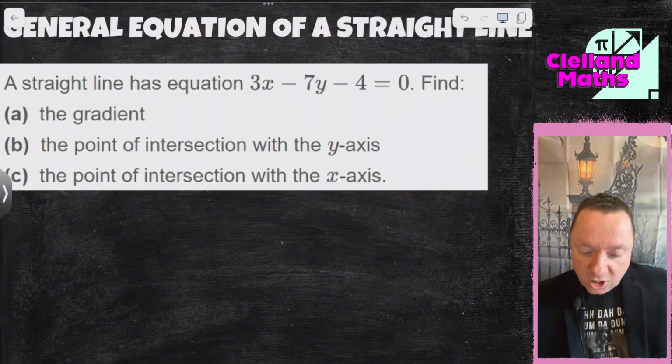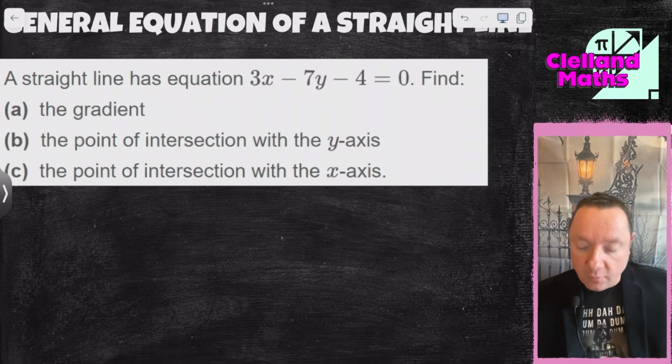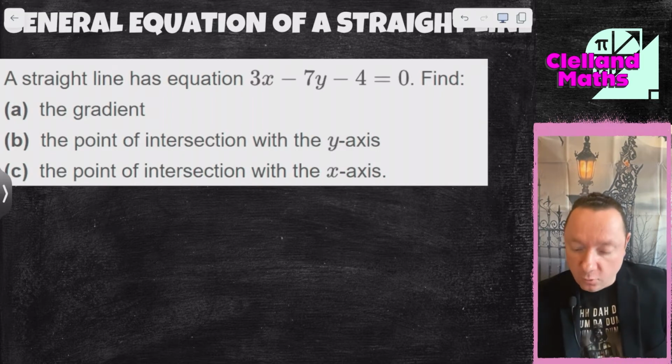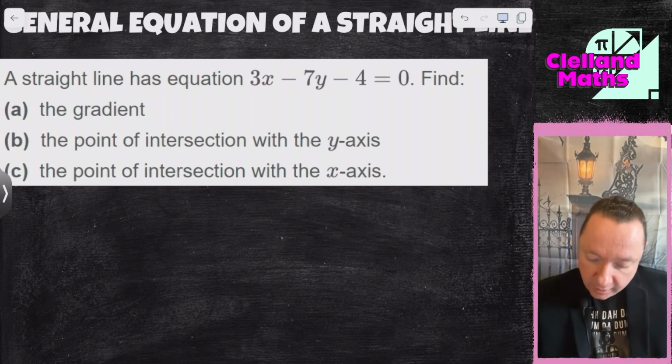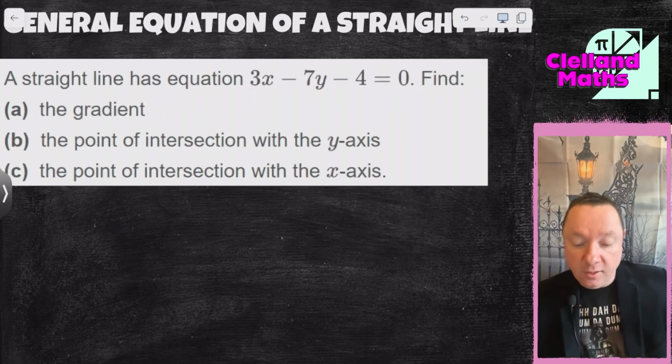So I've already mentioned this already, but to tidy this up, if I've got a straight line of equation 3x minus 7y minus 4 equals 0, that's called the general equation of a straight line. It's ax plus by plus c equals 0. X, y, number equals 0, and you can have a number in front of x and y. And we need to find the gradient and where it cuts the y and x axis.